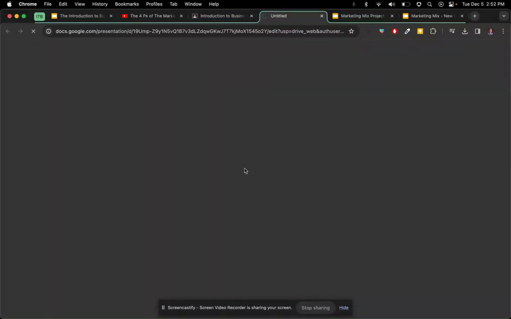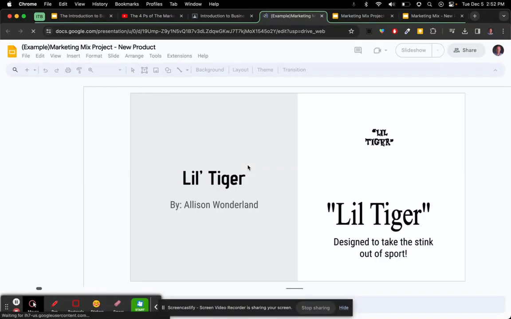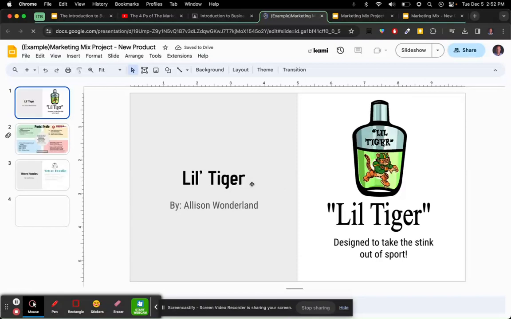This was one that was done by a student of mine a couple years ago. And they created a kind of like a sports spray. I've actually got a couple of examples on here. A sports spray called Lil Tiger, and their slogan is kind of designed to take the stink out of sports. Right. And this was just created using some text boxes, and they copy and pasted some images. I think they just found the picture of the bottle on the internet and just uploaded it.